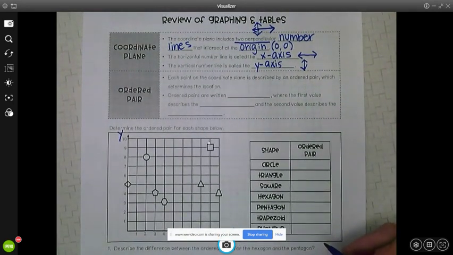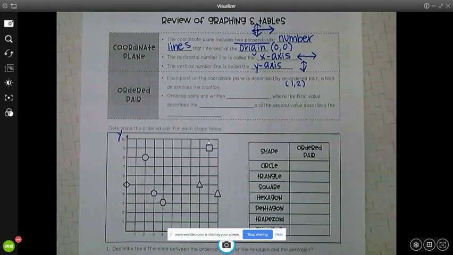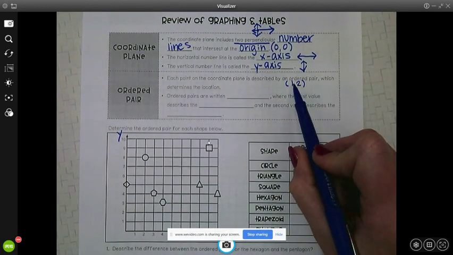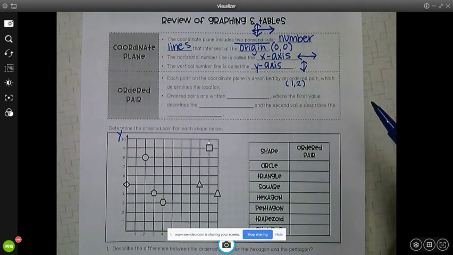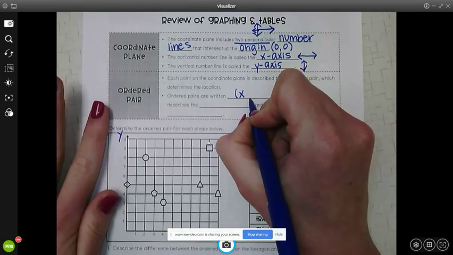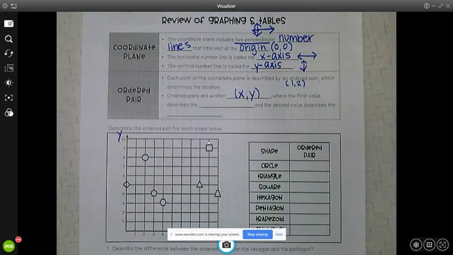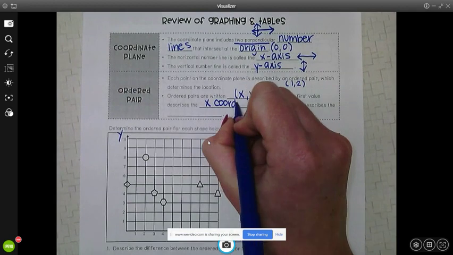And then on the ordered pairs, it says each point on the coordinate plane is described by an ordered pair which determines its location. So for example, an ordered pair could be 1, 2, and they have parentheses around them with a comma in the middle because we're separating the x from the y. When we follow this ordered pair, it will take us to a specific location where we can use that location to determine different things. So the ordered pairs are written with the parentheses, the x is always first, and then a comma and the y. The first value describes the x-coordinate, and the second will determine the y.